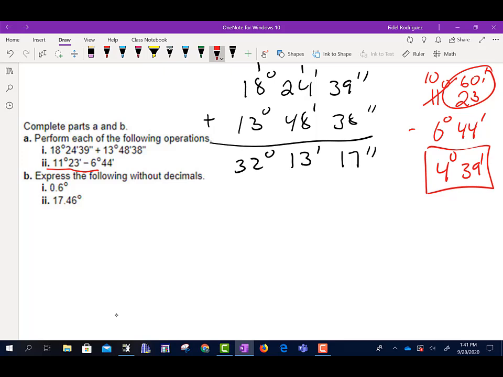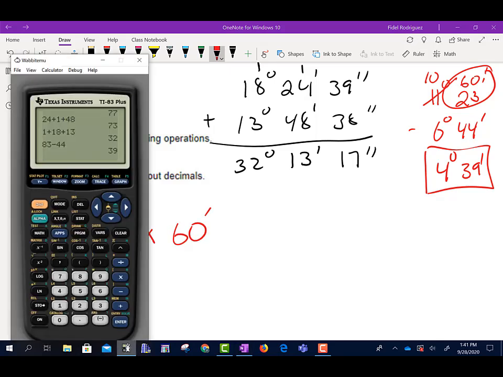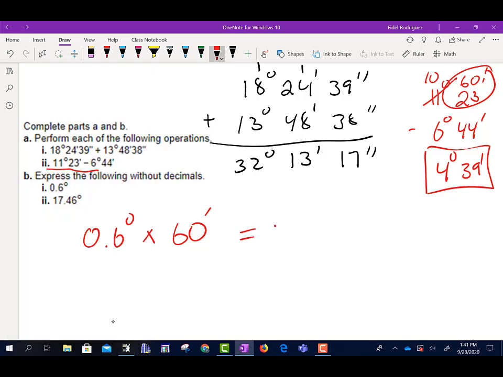All right. So the next one here is 0.6 degrees. And it says express the following without decimals. So what I'm going to do, I'm going to convert this to minutes and seconds. So I'm going to multiply by 60 minutes. So 0.6 times 60 is giving me 36. So this is 36 minutes. That's for the first part.